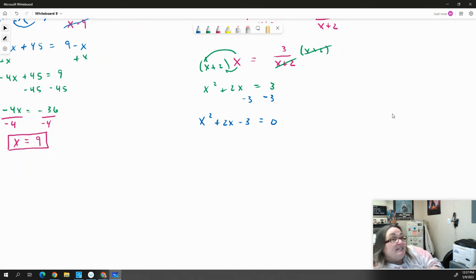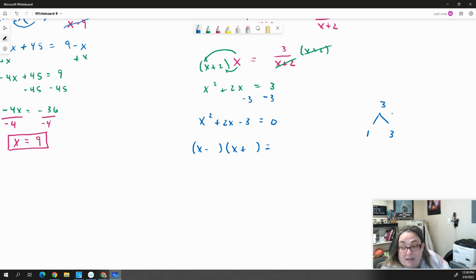Now, this is a really easily factorable problem because we would be taking the factors of 3 that add up to 2, and 3 only has 2 factors, 1 and 3. And with 3 being negative, we know we'd have to have x minus something times x plus something equals 0, right?